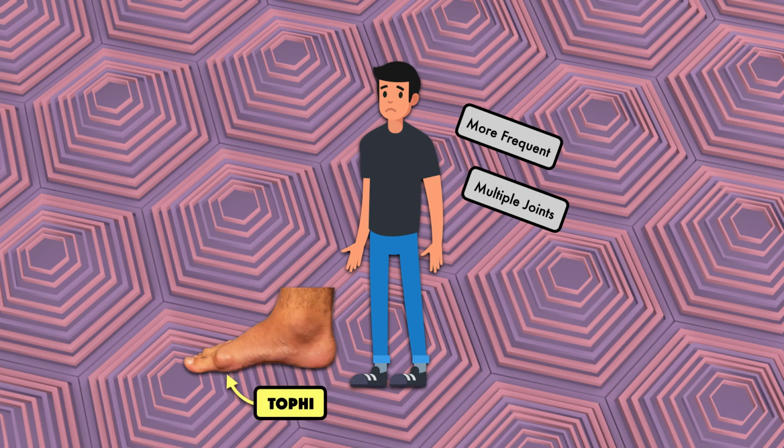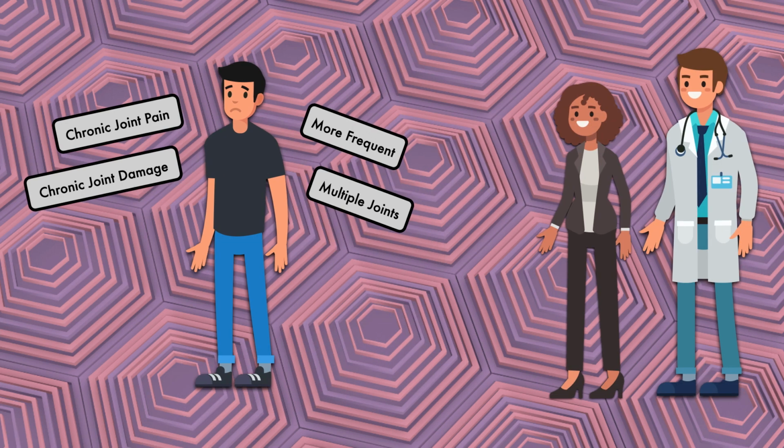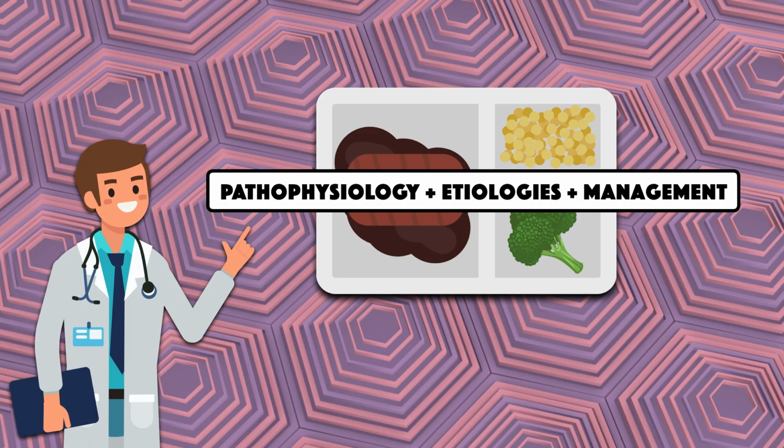They can also lead to nodules called tophi, which contribute to chronic joint pain and damage. Considering these outcomes, clinicians must know how to help patients keep their gout under control. In this video, I'm going to outline the pathophysiology, etiologies, and management of gout, putting an emphasis on diet.